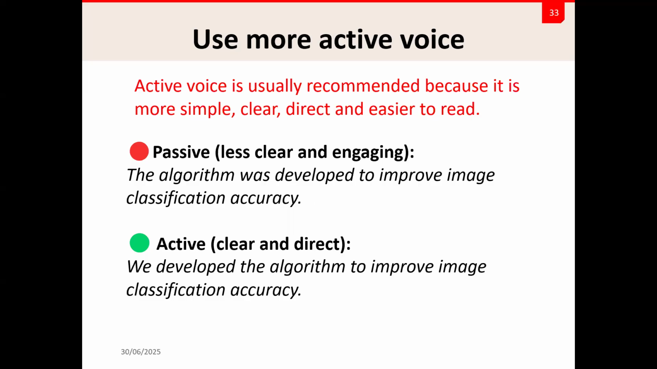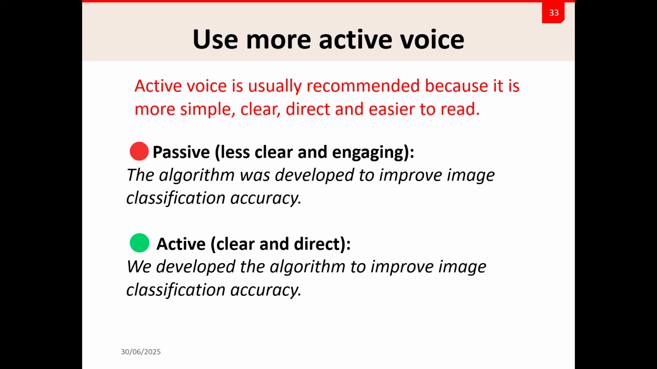But read the active form: "We developed the algorithm to improve image classification accuracy." It's easy to understand, right? It is more clear than the passive voice. That is why the majority of journals right now prefer active voice rather than passive voice. For example, Nature journals prefer authors to write in active voice. Also, some writing style guidelines like APA and Chicago also prefer active voice in writing manuscripts, abstracts, or symposium abstracts.